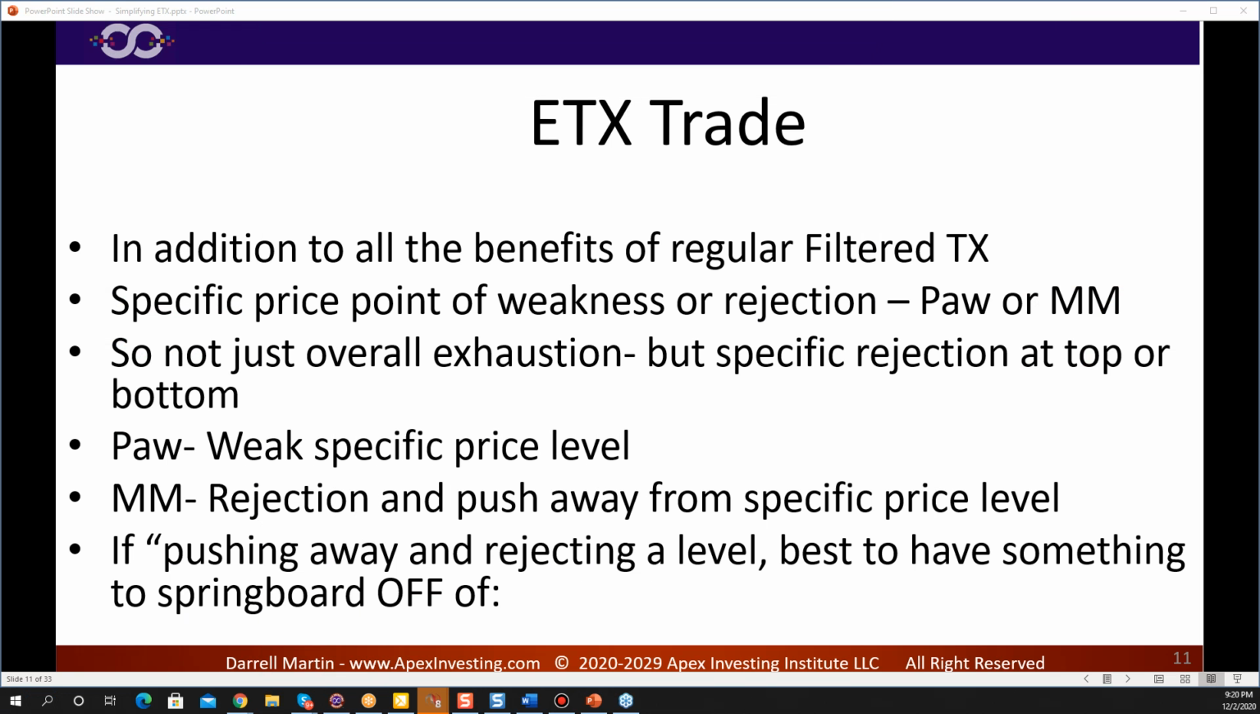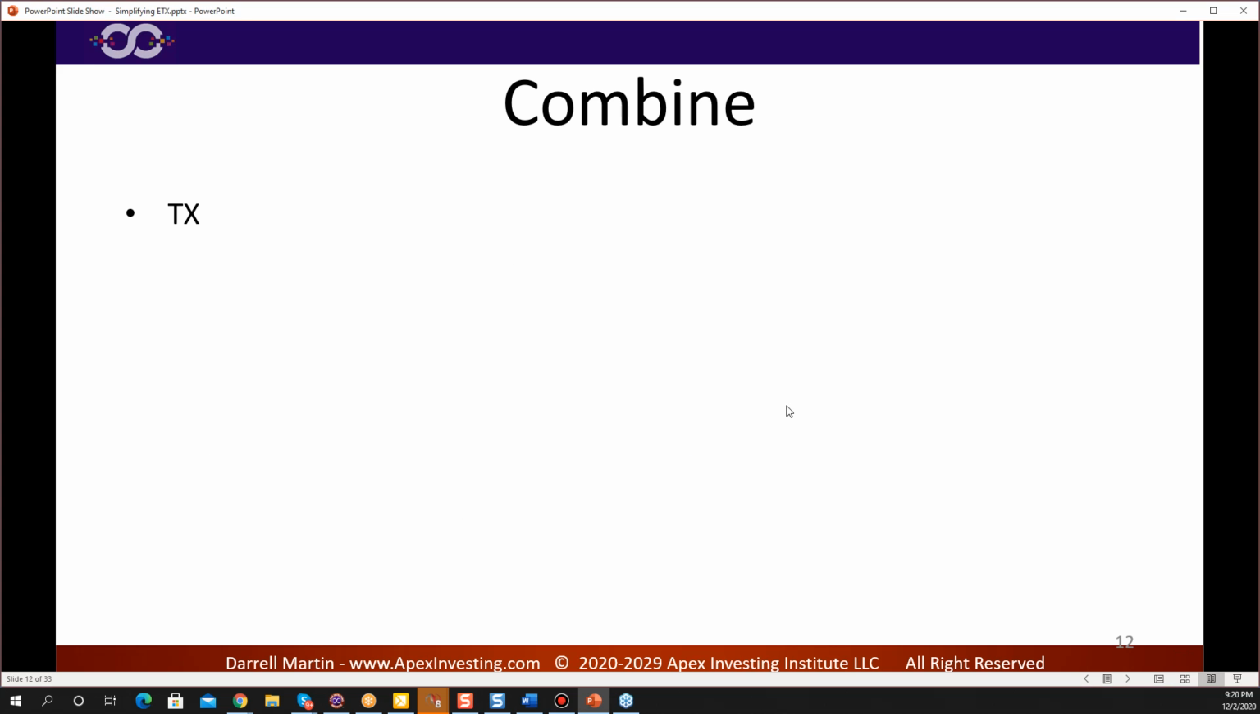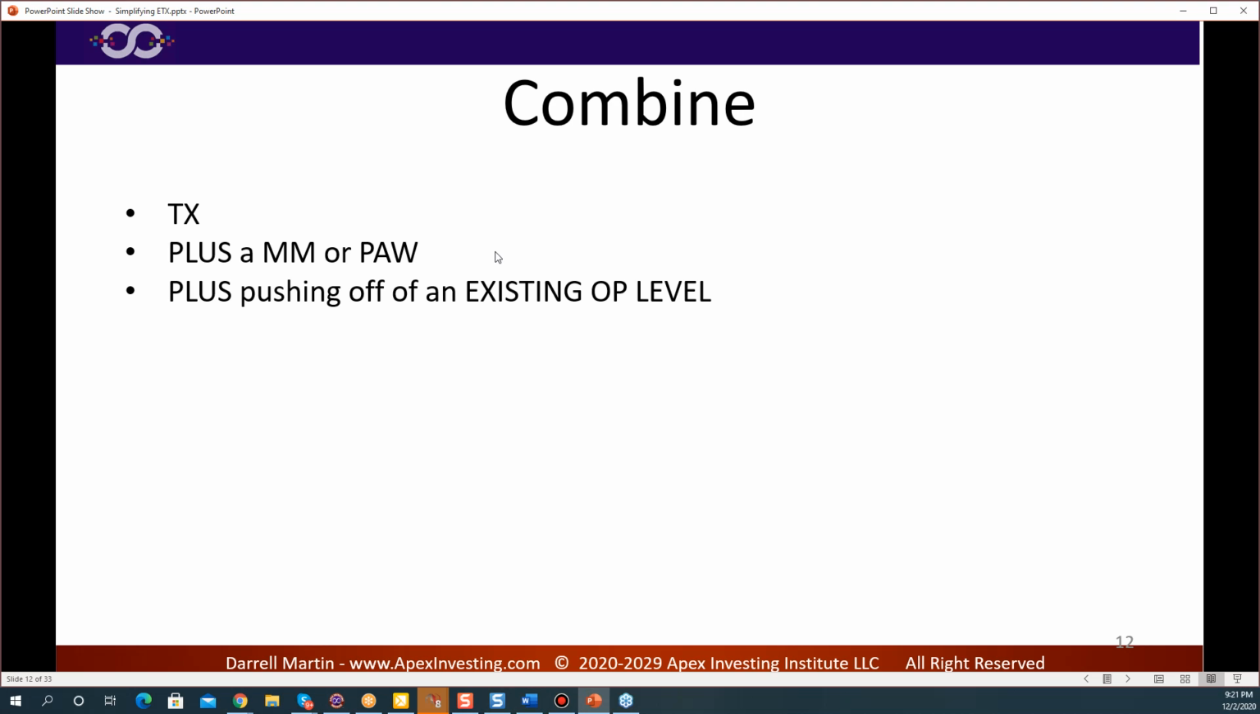Makes sense? And so if we're looking to add that in, of wanting that specific price level, being able to push away and reject off of that, it's always best for us to have something to springboard off of as well, right? We've talked about this with some of our other trades, okay? So think about it. We've got our TX, plus we've got a mini magnet or a Paul, plus we want it to be pushing off of an already existing OP level that's already there on the chart.